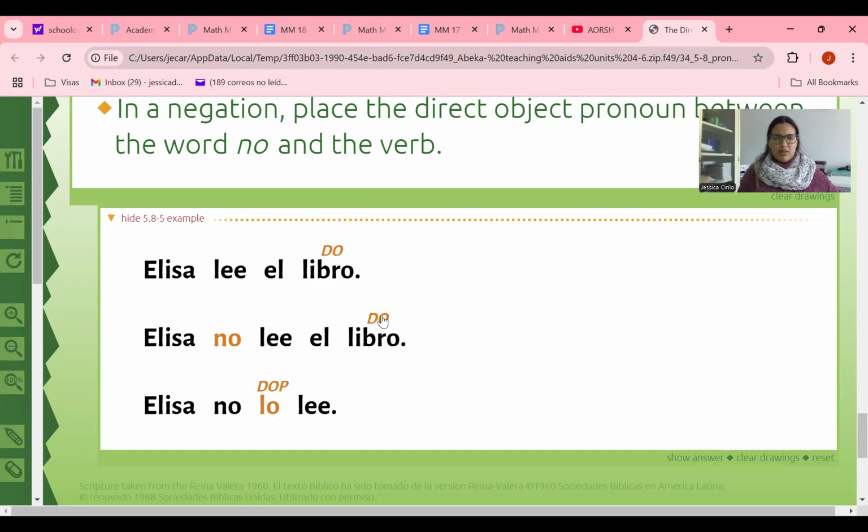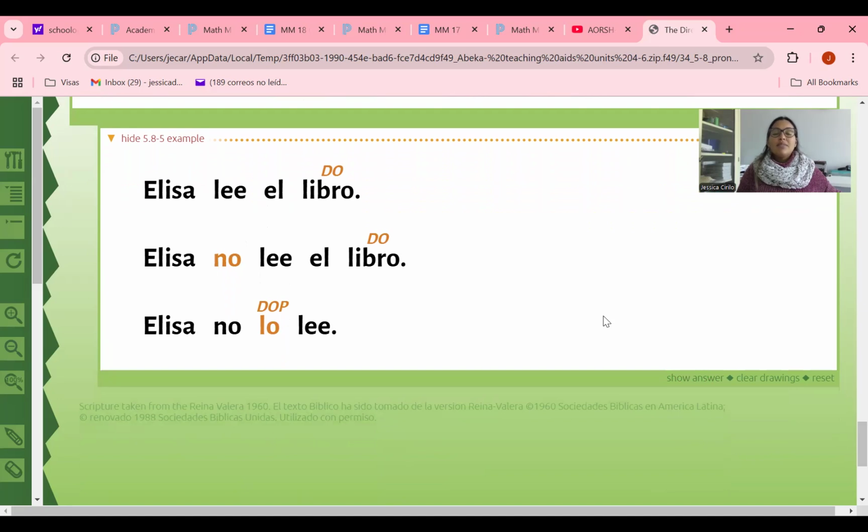What does this mean? Direct object, direct object, direct object. And then you place a direct object pronoun between no and the verb when you want to negate. Okay? Again, you're going to have this again. Once more, this is confusing.